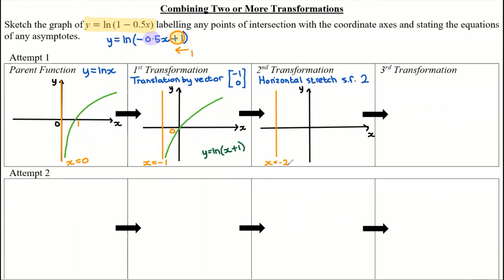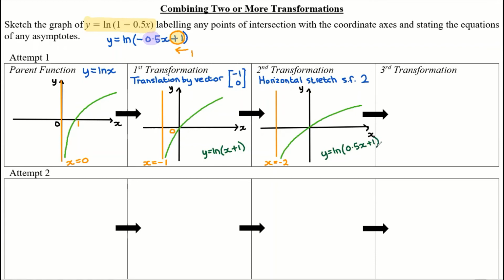Now, the y-intercept is still going to be at 0, and the origin, and at the origin as well, because if you double 0, of course, you just get 0. So the graph is just going to look something like this. Okay. So I've now stretched its scale factor 2 horizontally. So we'll just indicate what we've done here. And this is the graph of y is equal to the natural log of 0.5x now plus 1.